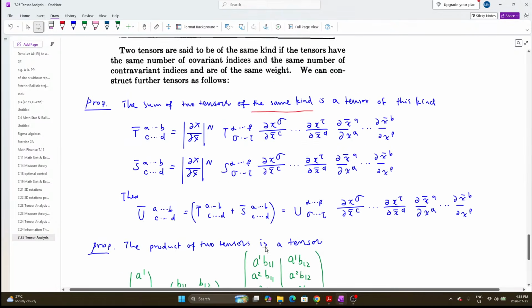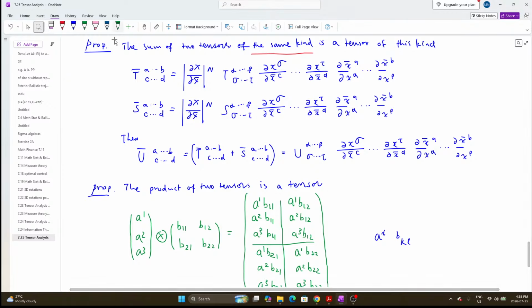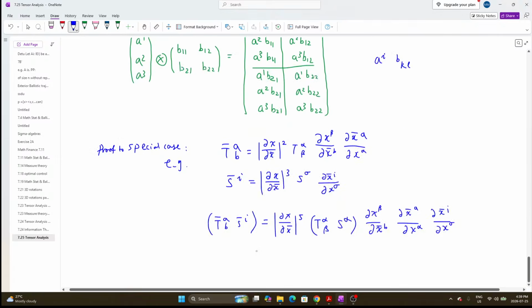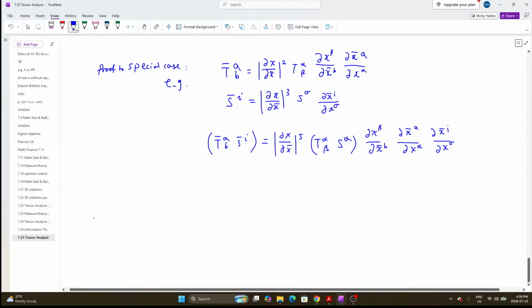You have these operations, sum and product. These are operations on tensors. Now we are introducing a third kind of operation called contraction. Once again, this is just an example, and you can apply the same principle even to tensors that are not exactly the same kind, but that's okay. So let's see, you have a tensor of this form.